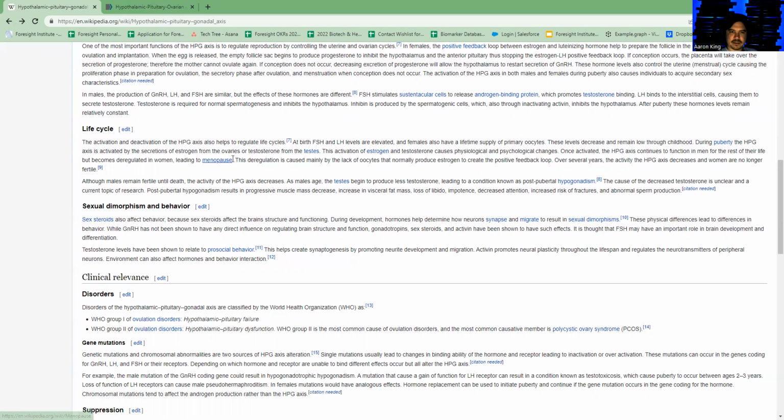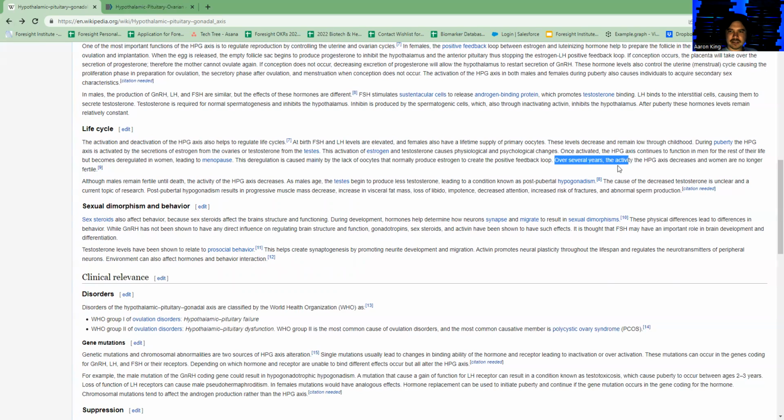Okay, here's the money. Deregulation is caused by lack of oocytes. That's what I thought, and I've been going around telling people, so that's good. That's accurate. Some people apparently believe that it's not the lack of oocytes, that it's something else. I'm not sure what else it would be, and I don't know enough about biology, but this seems pretty obvious.